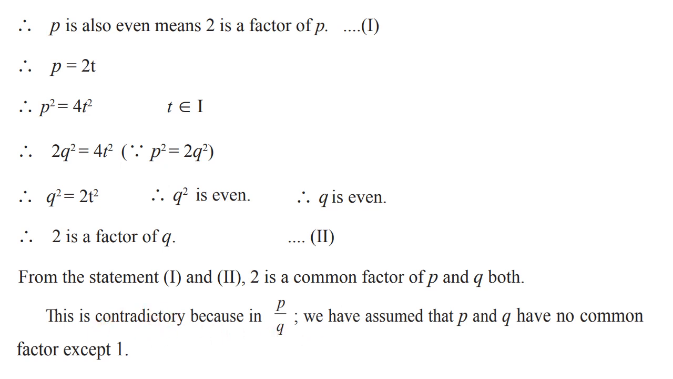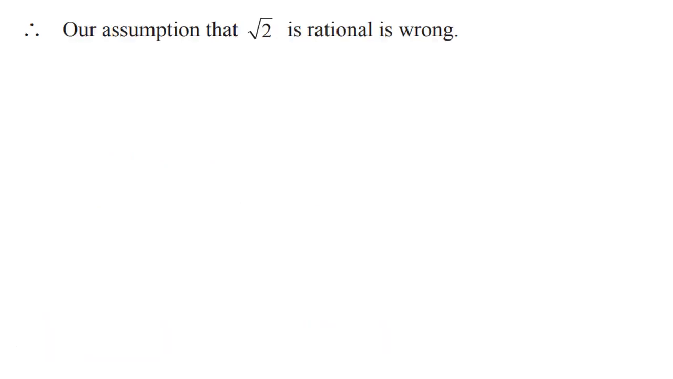This is because of our wrong assumption. We assumed that root 2 is rational, so that was our wrong assumption. Our assumption that root 2 is rational is wrong, and therefore we can say that root 2 is an irrational number.